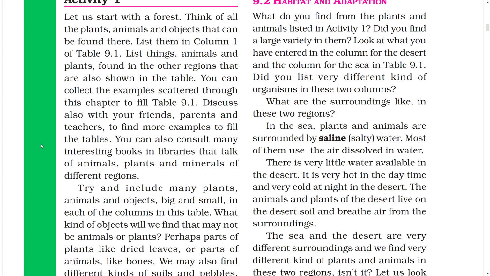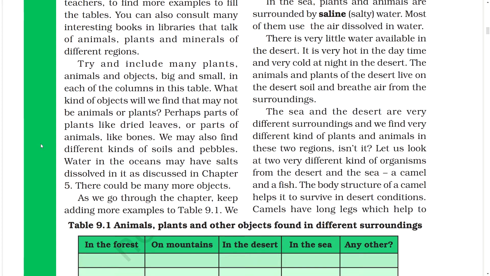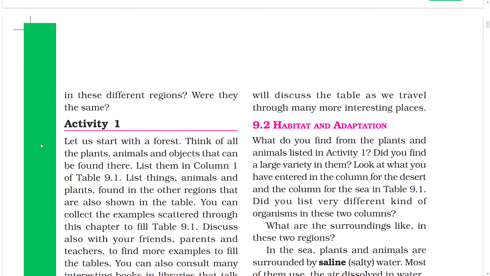We may also find different kinds of soils and pebbles. Water in the oceans may have salts dissolved in it as discussed in chapter 5. There could be many more objects. As we go through the chapter, keep adding more examples to the table. We will discuss the table as we travel through many more interesting places.